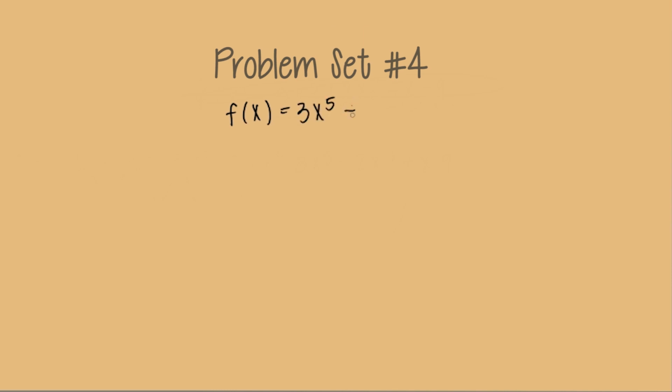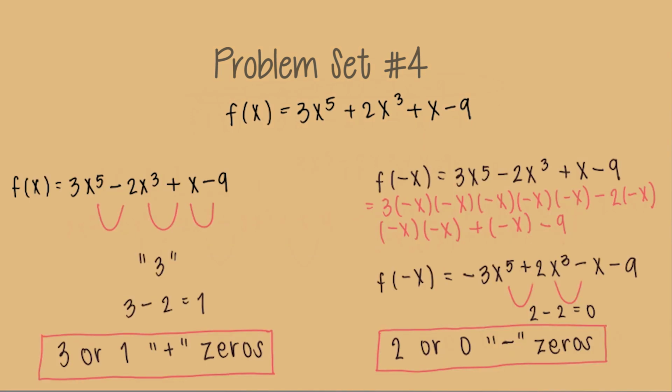Again, I'll be giving you the chance to answer the last problem set yourself. Please pause the video. So we have 3 or 1 positive zeros, and 2 or 0 negative zeros.